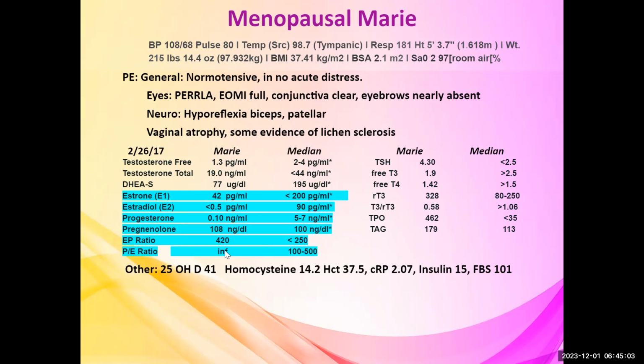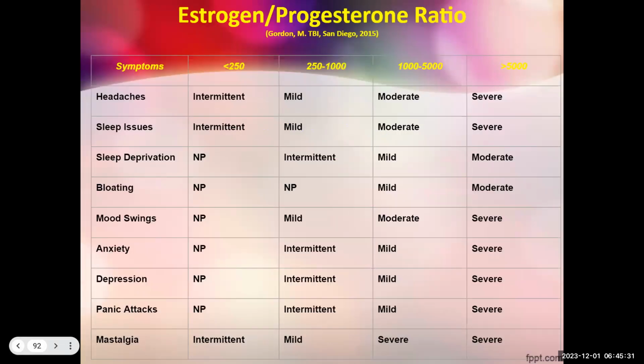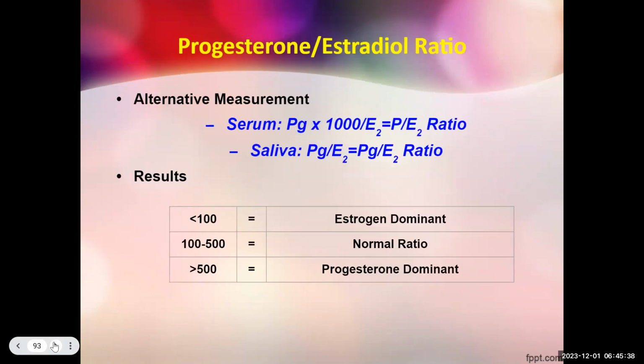And so what you're looking at is basically more progesterone than estrogen here, but you really can't call it. This is the more important one. I just kind of do this as a look back. So 420 isn't terrible, but again, it's more than 250. And we're going to be in this range here. So you're going to have some mild symptoms. Okay.